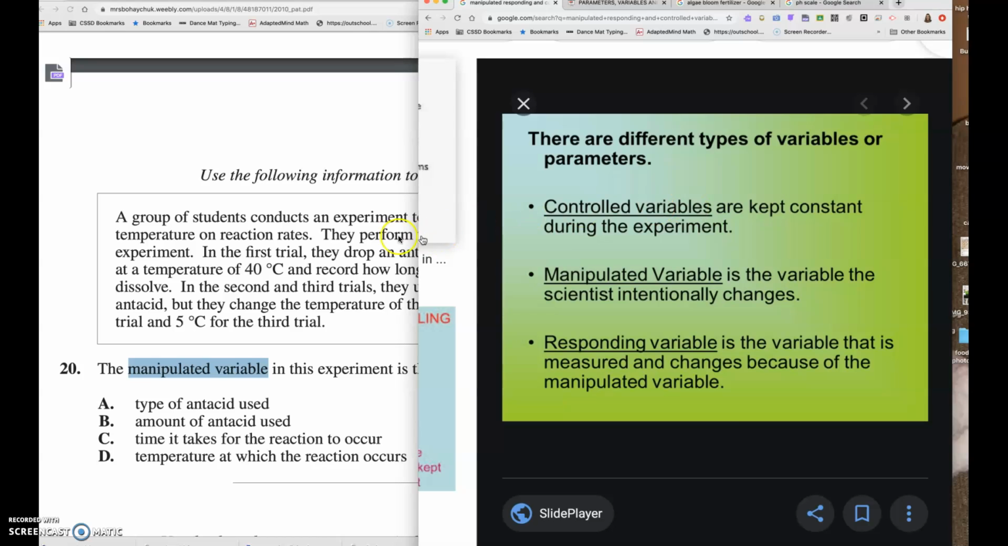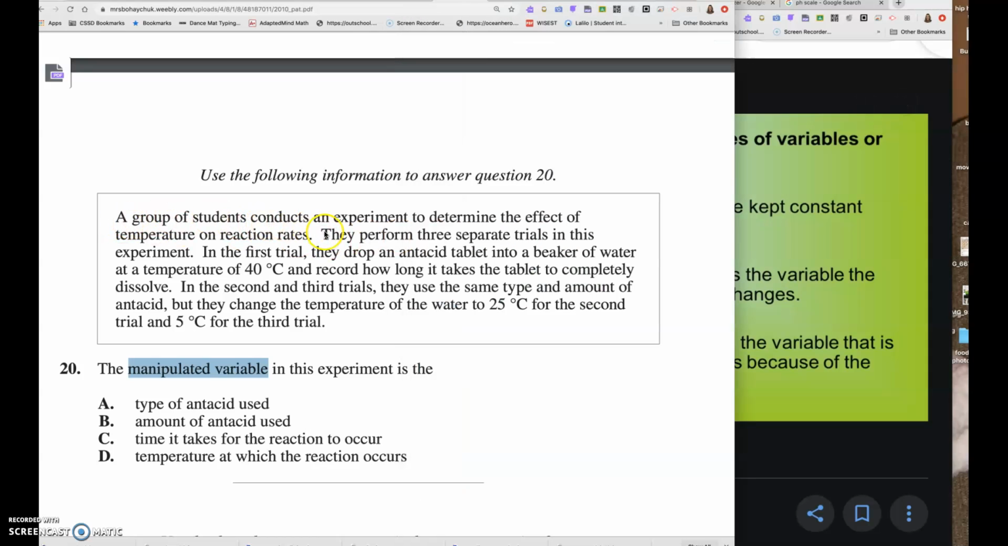Okay, so let's look at this question. A group of students did a reaction. They did 3 trials, and they put antacid, something like a Tums, into a beaker of water. In all of these examples, they're using the same type and amount of antacid, same brand, same size tablet. But what's been changed is the temperature of water. So if we're looking at our variables, the type of antacid used, that's the same in all the trials, so that's a controlled variable. The amount of antacid used, that's our controlled variable. They kept that the same for each reaction.